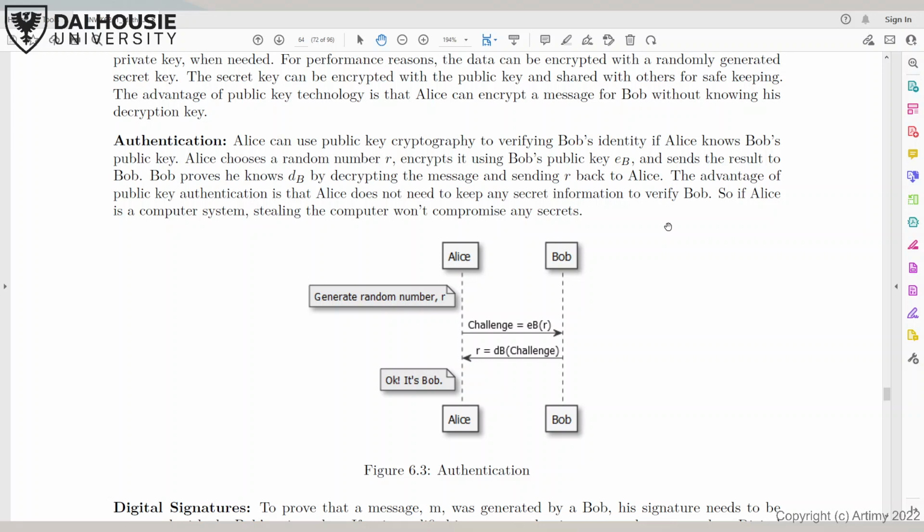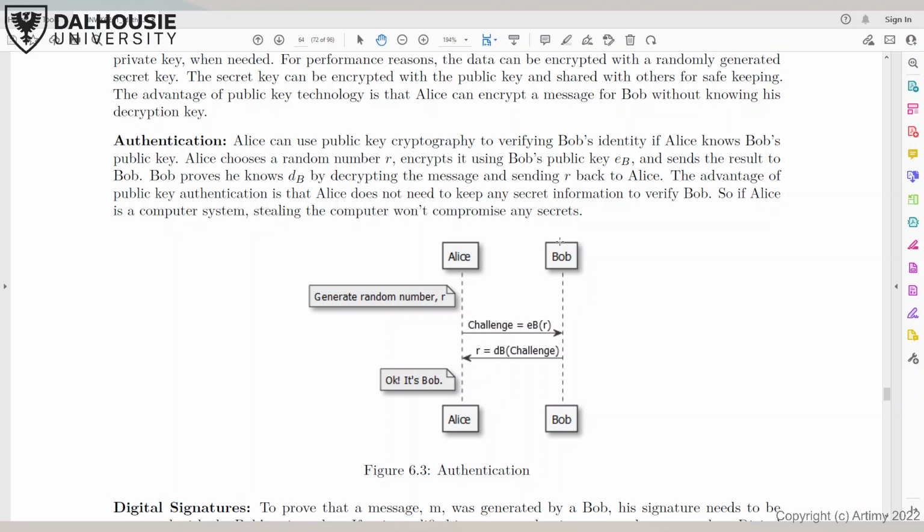Authentication is another application. So in authentication, let's say Alice and Bob, let's say Bob publishes his public key for everyone and keeps his private key.